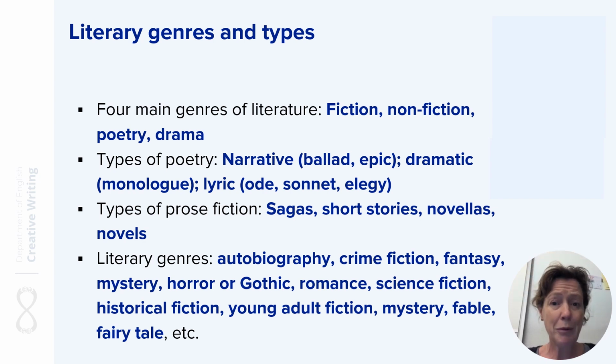We can divide up prose fiction in terms of its form and its length. So sagas are quite short. Short stories are longer, novellas are longer still, and once we get to a full-size book, we call it a novel. But literary genre can also be classified according to things like the style of writing, characteristics of the setting, the types of character that they feature.